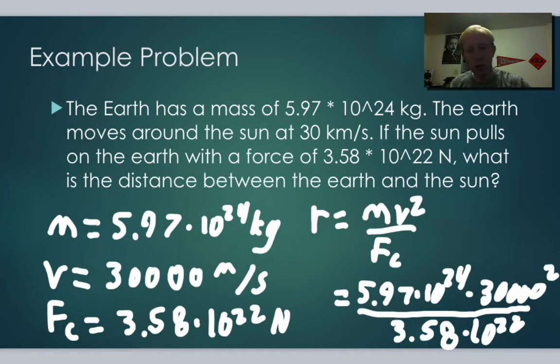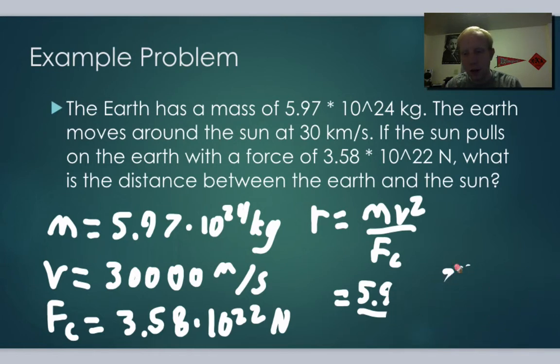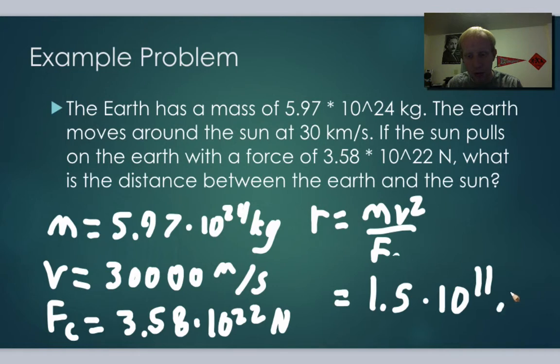So pull out our calculators, and again, be very careful with scientific notation when you are putting things in. So we get 5.97 times 10 to the 24 times 30,000 squared all over 3.58 times 10 to the 22nd. When we do that, we find that all that stuff is going to simplify down to 1.5 times 10 to the 11 meters.